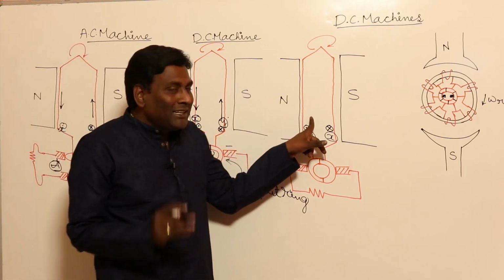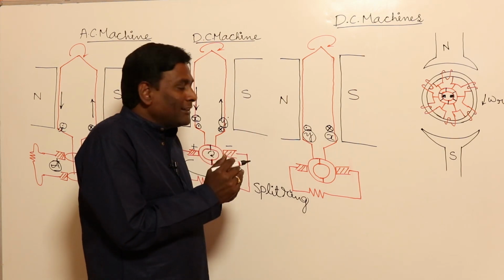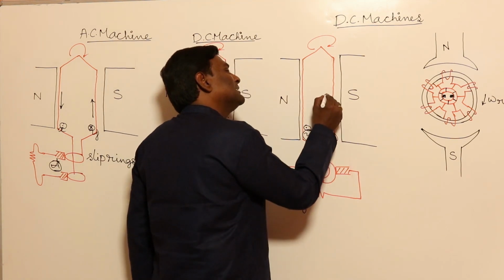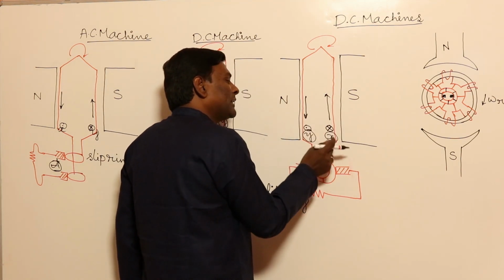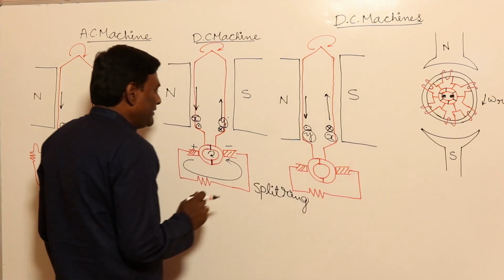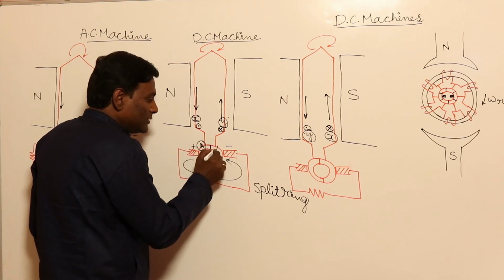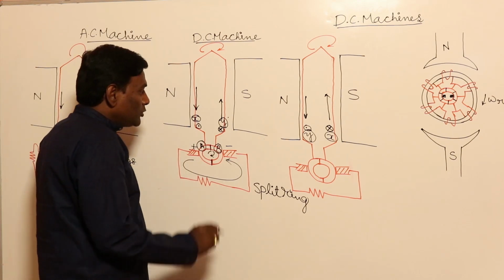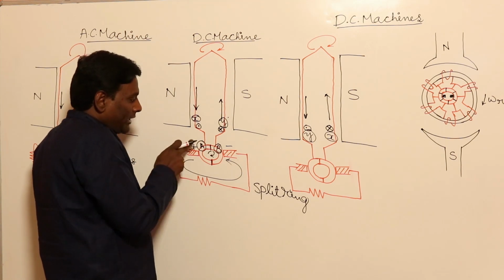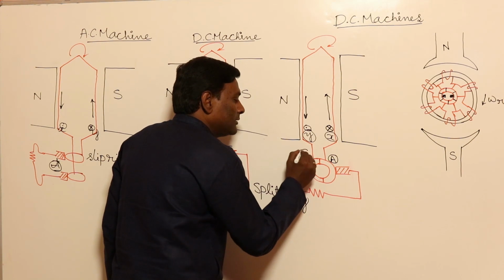The moment conductor is coming in the region of N pole, induced voltage is dot. The moment conductor is going to the S pole region, induced voltage is going to be cross. Now, this induced voltage is in this direction, this is in this direction, and this induced voltage plus this induced voltage is going to be this induced voltage. Now in our previous section, this is A half ring and this is B half ring. Because of this rotation, it also will be rotated. The moment it rotates, A will come to here, B will come to here.